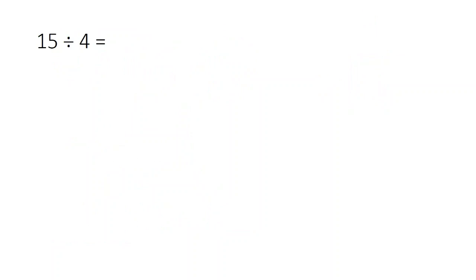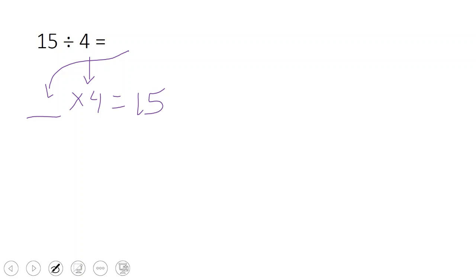Let's do a couple examples. This problem says 15 divided by 4. So let's look at how we could solve this. I could use my inverse operations and think about it with multiplication. I could say, well, something times 4 equals 15. But I'm running into a problem here because I can try to skip count by 4's to reach 15, and I go 4, 8, 12, 16. I didn't hit 15.